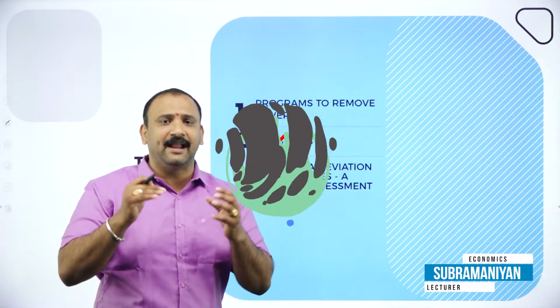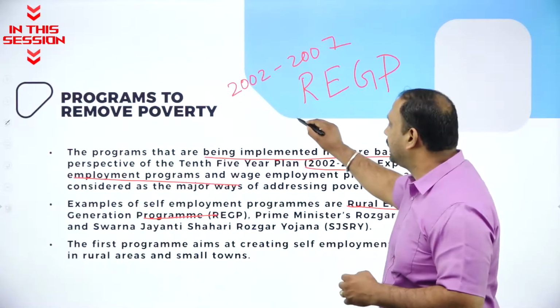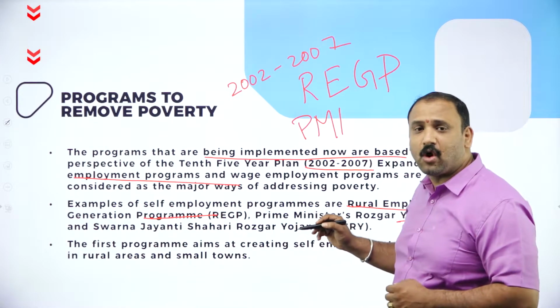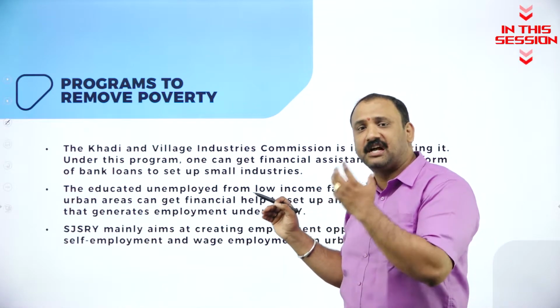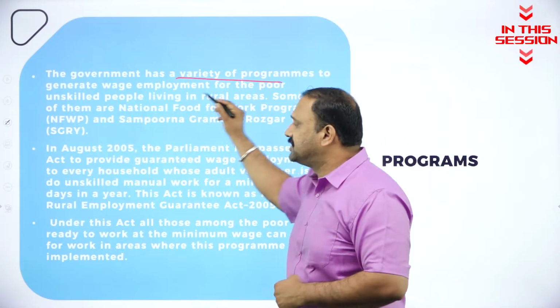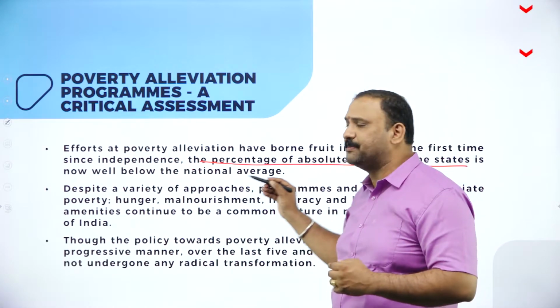How poverty can be eradicated using developmental economics. PMRY is one of the most important landmarks in terms of understanding this, one of the most important factors under the textile division. The government has a variety of programs which are helpful in the wage. The percentage of absolute poor in some states is now well below.